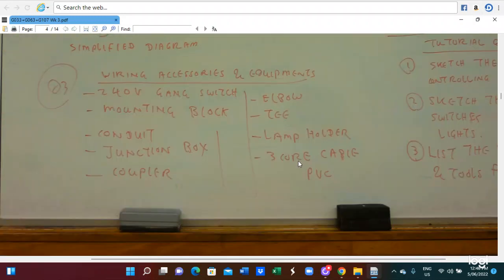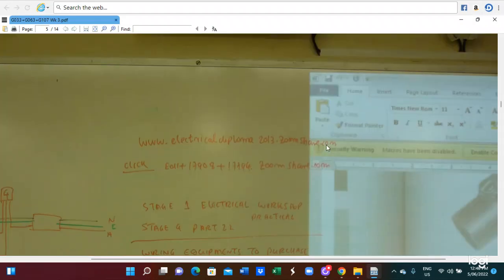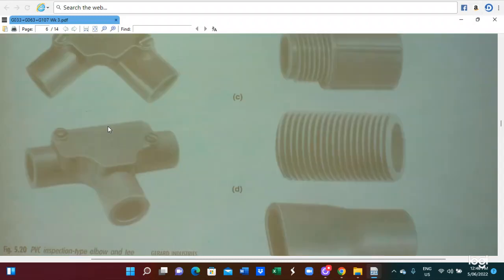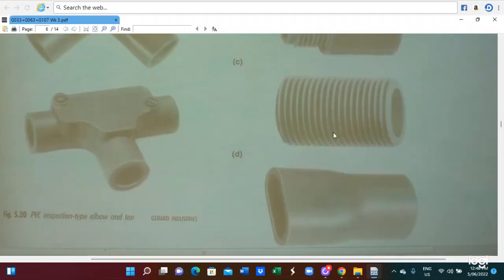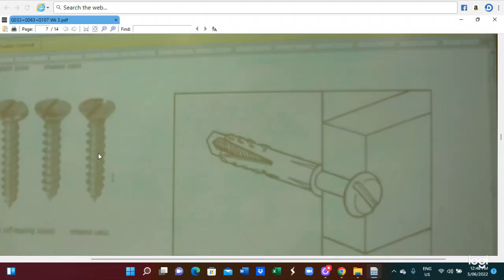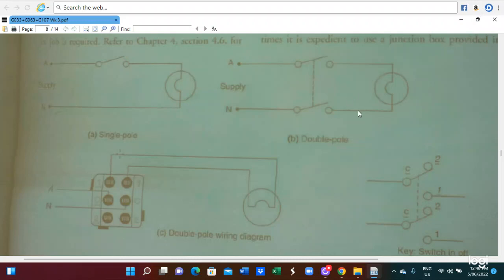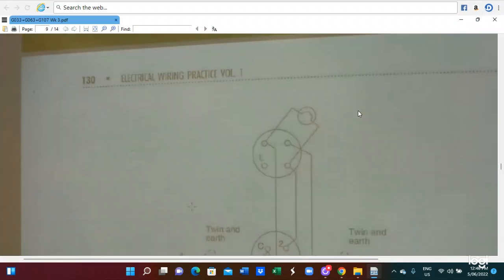So the wiring associated equipment we use includes a 240 V switch, mounting block, junction box, and coupler, elbow, T, lamp holder, and also 3-core cable is utilized. So here we have to do the tutorial question. And here with the connection is the elbow T joints. And also here is a screw. And this is a single pole switch, 2-pole switch, and 2-way switch connection.